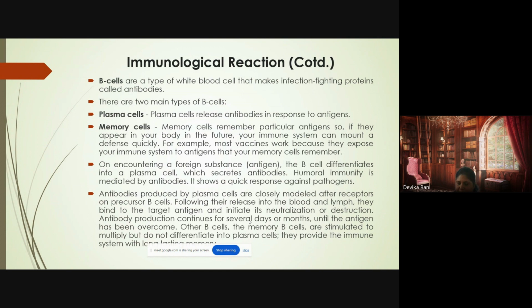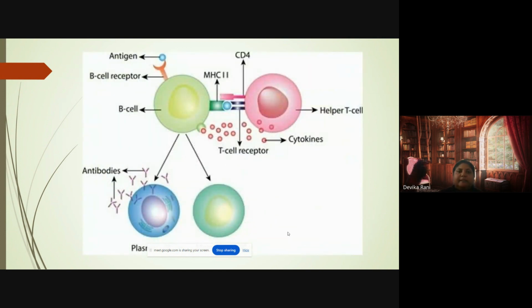So if you see here, the B cells and the T cells are all releasing, the helper cells are releasing cytokines, and the B cells are releasing antibodies as plasma cells, and this is how it is. The T cell receptor.